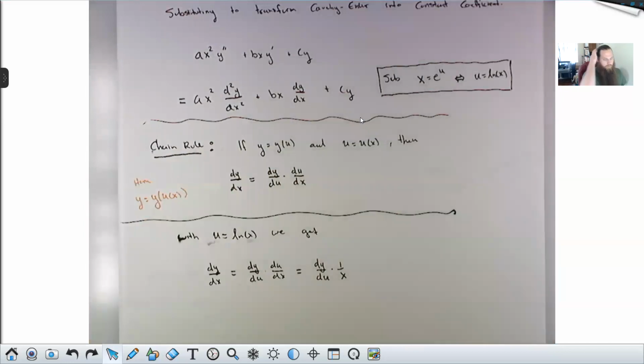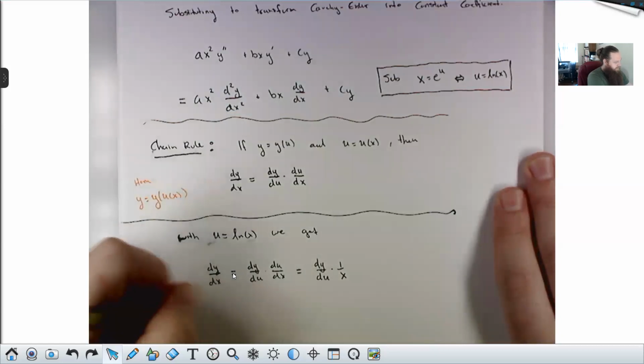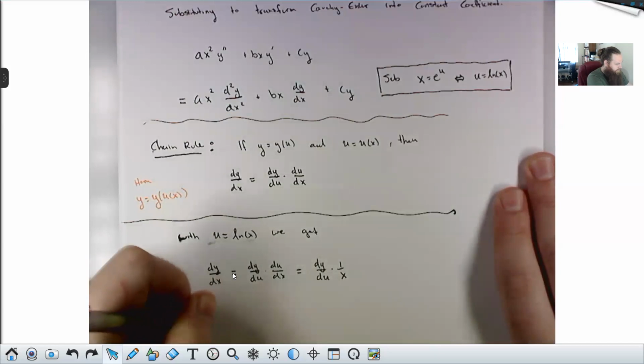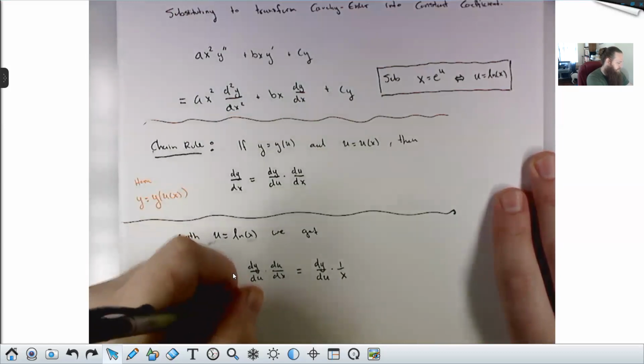Now that's what I mean when I say we're changing the independent variable. So my new equation, instead of having y's and x's, is going to have y's and u's, not u's and x's. That's what I had unclear, I guess, in my brain today during lecture. And the second derivative, d2y dx squared, would be what you get by taking the d dx derivative of dy dx.